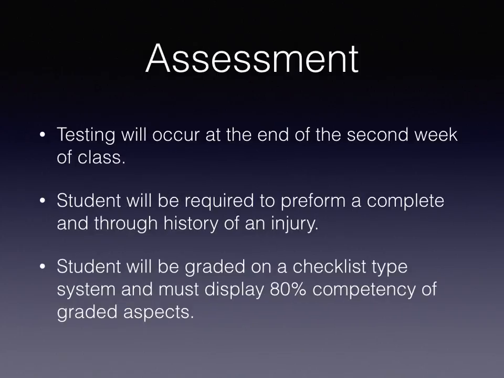How will this be assessed? Well, the testing will occur at the end of the second week of class. The student will be required to perform a complete and thorough history of an injury. So, they have to be able to perform a spot-on, complete history of an injury. The student will be graded on this checklist type system and must display 80% competency of the graded aspects.